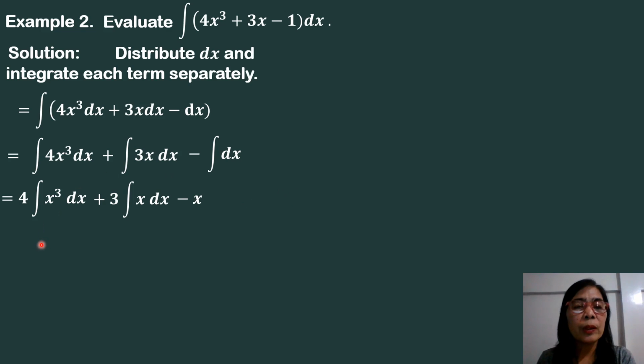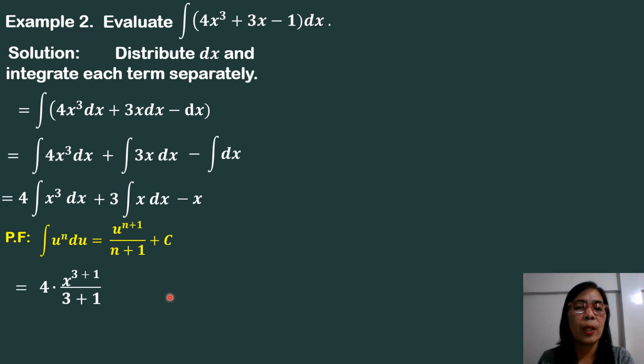Then we continue. In the first term, the integral of x cubed dx, we can apply the power formula. Notice that this function follows the integral of u raised to n times du, where our n is 3, u is x, and obviously the differential of x is dx. So it really satisfies the left side of the power formula, so we can now, in the next step, apply the right side of the formula, that the integral of u raised to n times du is equal to u raised to n plus 1 all over n plus 1.